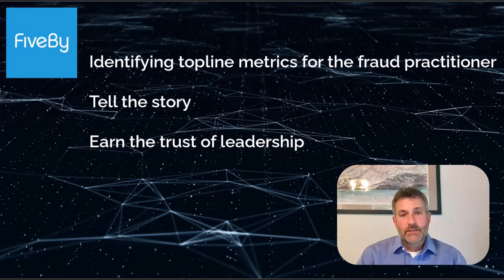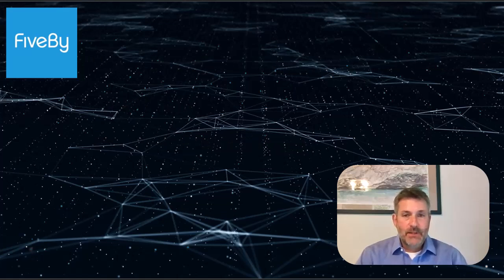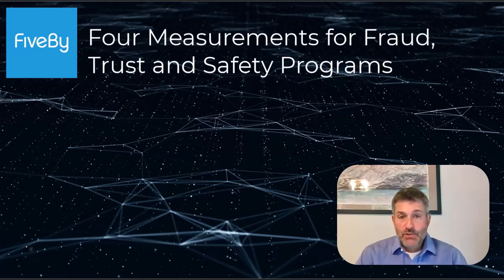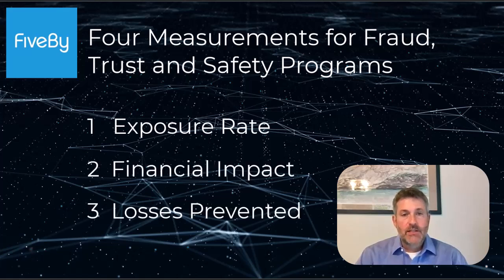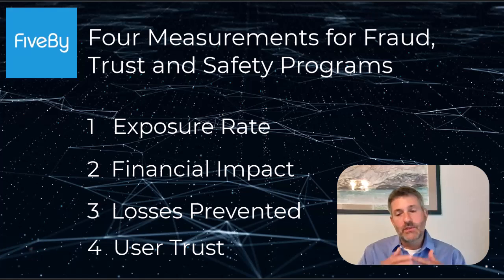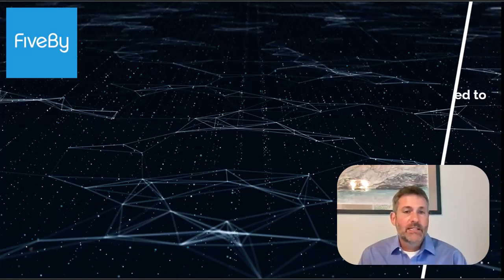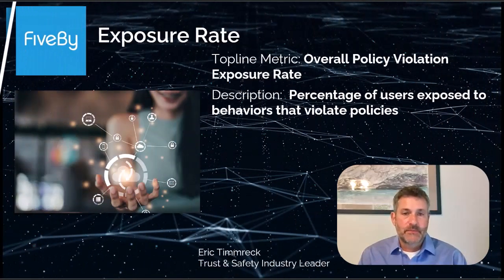Here are 4 ways to approach top-line fraud metrics: exposure rate, financial impact, losses prevented, and user trust. You can consider them as the tip of a pyramid of metrics. Underneath them, there are lots of metrics feeding into them, but the top line metric is the story that you go to in big meetings, regular quarterly meetings, those kinds of things. So here we go.